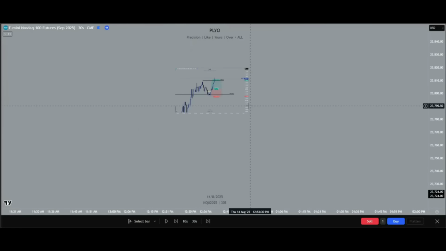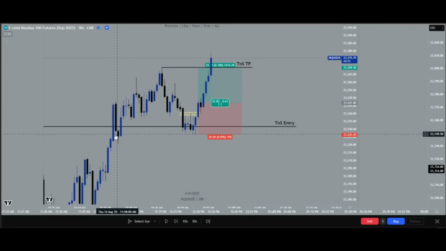Okay, something like this. This is the 30-second. You can see we tap the TNS entry here. Even though this is not the biggest inverse, even though the structure itself is not a great reversal, we still get that inverse immediately. As soon as we tap the entry, you can see even the bodies, of course, do close through it, but we're kind of respecting it, wicking off of it. Of course, there is an OB here. That's truly what we're wicking off of. But you can see it's still showing a slight reaction to the entry itself, and then we get an inverse immediately. Then we go to the TP.